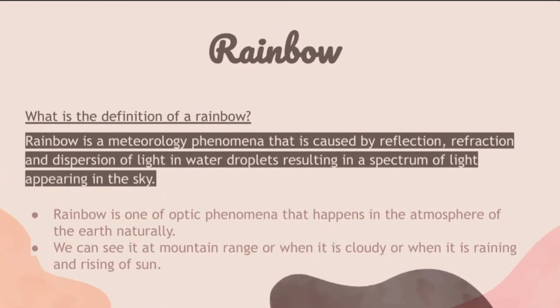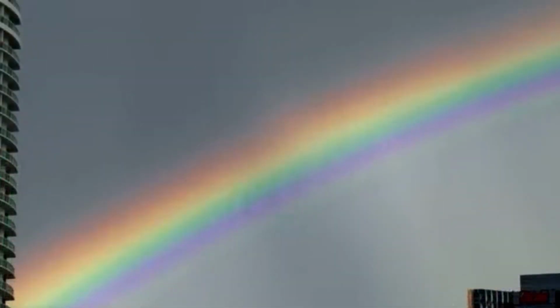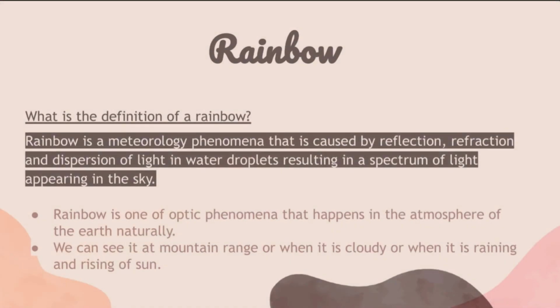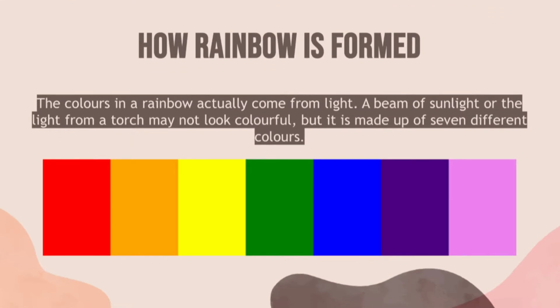What is the actual definition of a rainbow? A rainbow is a meteorological phenomenon that is caused by reflection, refraction, and dispersion of light in water droplets, resulting in a spectrum of light appearing in the sky. A rainbow is one of the optical phenomena that happens naturally in the atmosphere of the Earth. We can see it at a mountain range, or when it is cloudy, or when it is raining and the sun is rising. How is a rainbow formed?